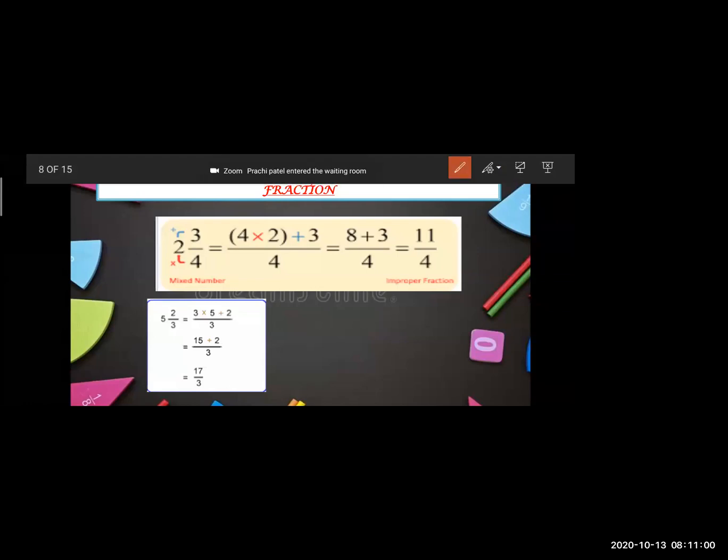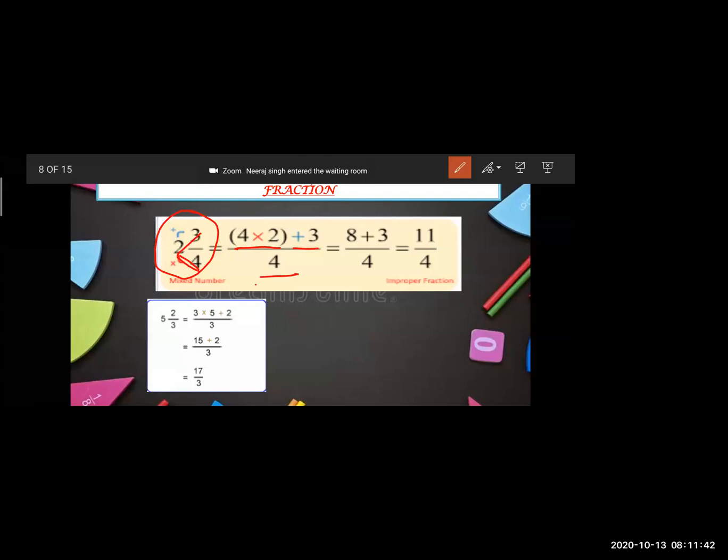Okay, so we have an example here of how to convert. Now you can see this is a mixed number, 2 and 3 upon 4. So what to do? We have to multiply the denominator with the integer, that is 4 multiplied by 2, and then plus 3. That is, denominator multiplied by integer plus numerator. This we have to remember always. So 4 multiplied by 2 is given over here, and then plus 3 is the next step.